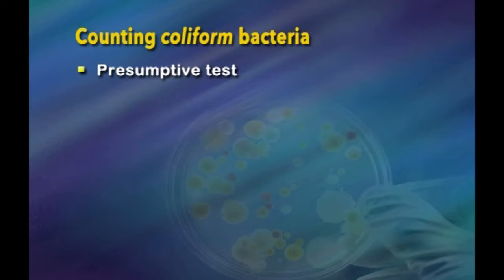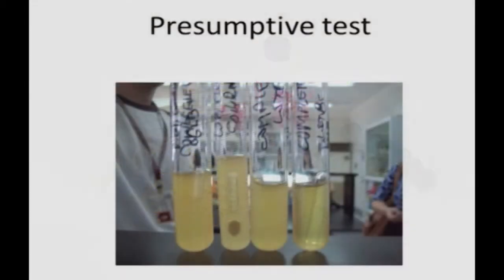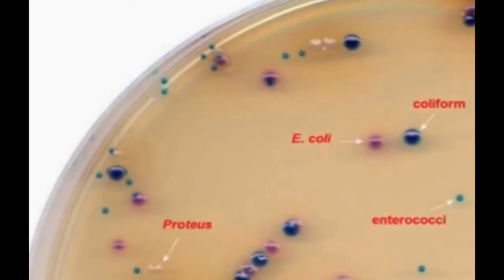First step is the presumptive test. The samples are first inoculated into lactose broth containing a Durham tube. In a positive culture, growth will occur with the production of both acid and gas. Because few other types of bacteria can ferment lactose and yield acid and gas, a positive presumptive test is a very good indication of the presence of coliform.